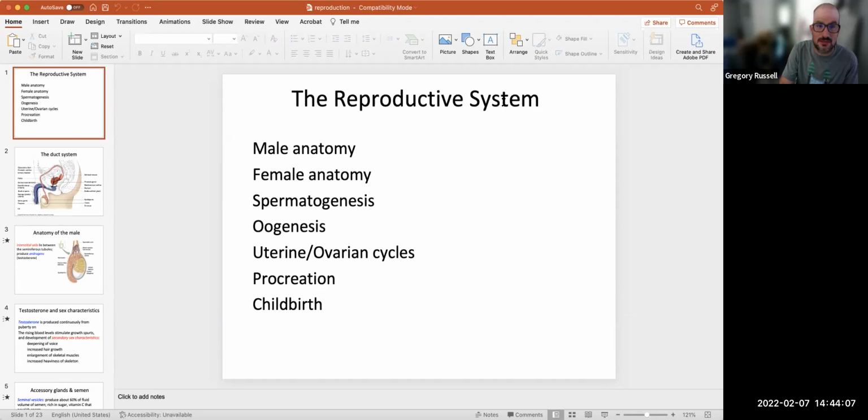We're going to be talking about the anatomy of the male and the female reproductive systems. We're going to be talking a little bit about how gametes are made, specifically how sperm and ova, or eggs, are made: spermatogenesis and oogenesis. We're going to focus a little bit more on the female reproductive system because we're going to be talking about the uterine and the ovarian cycles, and then we'll very briefly mention procreation and childbirth, although those are a little bit outside of the scope of this class, so we're not going to spend a lot of time on those. All right. So let's go ahead and dive into the anatomy of the reproductive system.